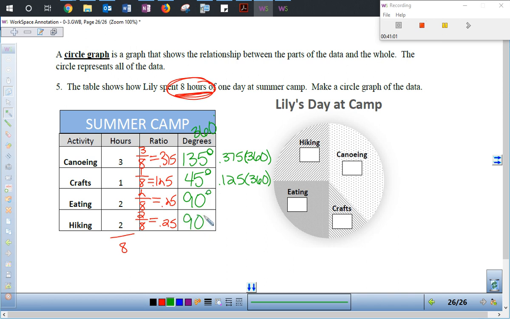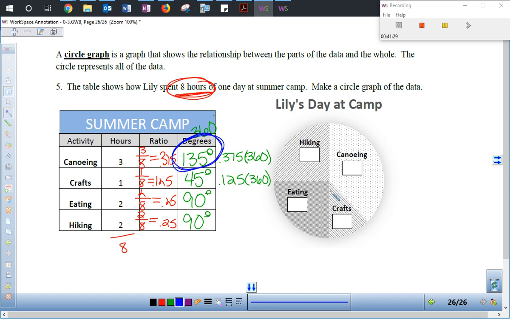And again, that should make sense. Since there were the same number of hours eating as there were hiking, it should be the same ratio and the same degrees. Now we can come over here to our circle graph. As you'll notice, I've already split up this information. Now we just need to make sure it makes sense. So we know that eating and hiking should be the same size, and it looks like they are. And canoeing has the most degrees. It has 135 degrees here, so it should be the biggest slice, and crafts should be the smallest slice.